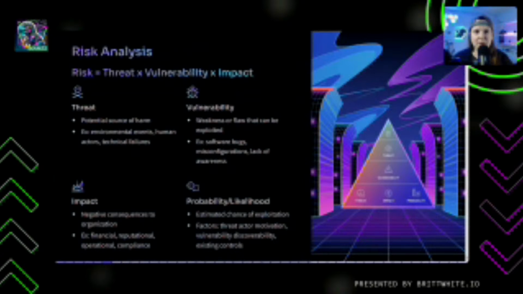Remember, a simplified way to conceptualize risk is that risk equals your threat times your vulnerability, which will then show you the probability of a vulnerability being exploited by a threat. Then you take that and multiply it by the impact. The core concepts here are always going to be threat, vulnerability, and some measure of potential consequence or impact.